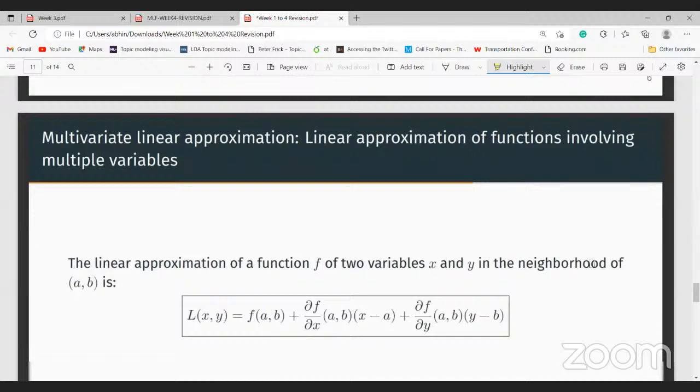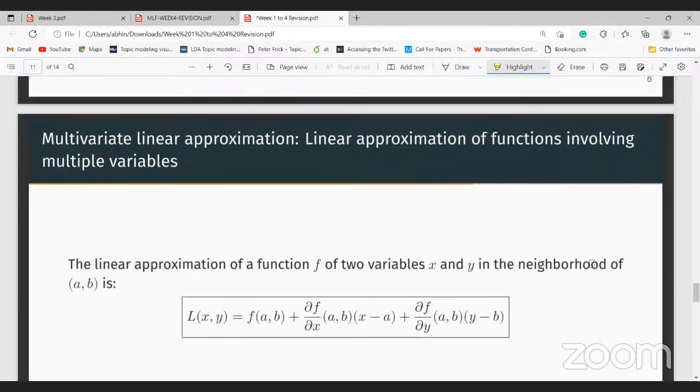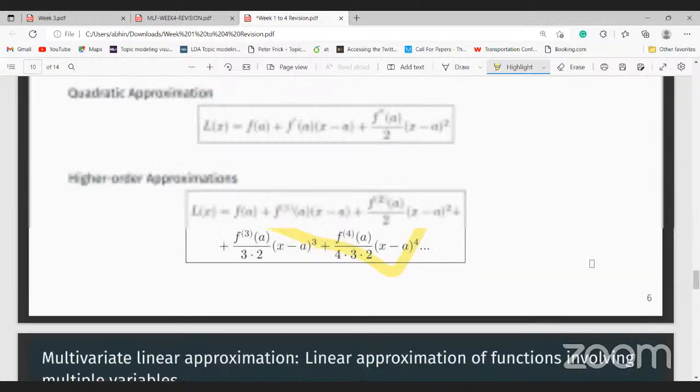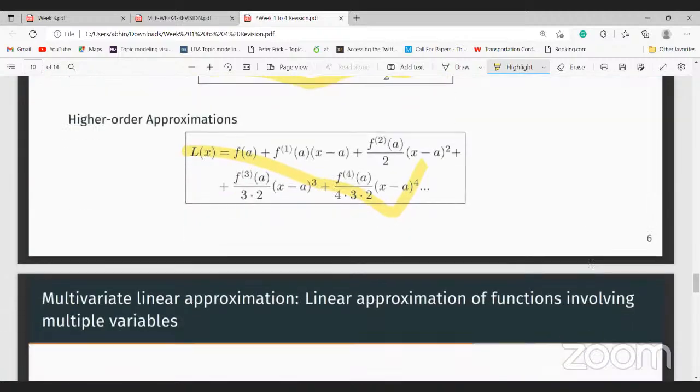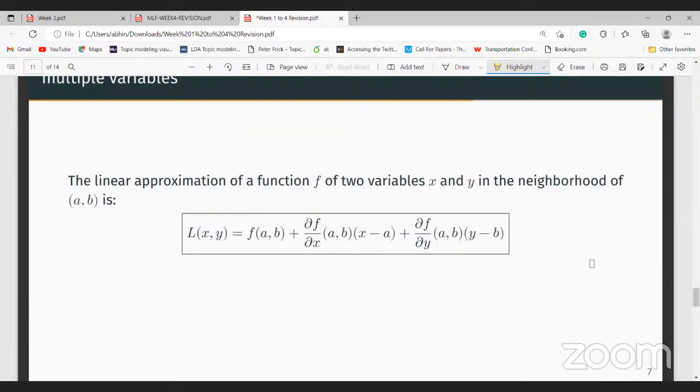Next, multivariate linear approximation. Till now, when we were studying linear and higher order approximation, we were taking only one variable into consideration. Now, suppose I have two variables, x and y. Then I go for multivariate linear approximation. First we will find the partial derivative of f with respect to x at (a, b). Then we will find the partial derivative of f with respect to y at (a, b).